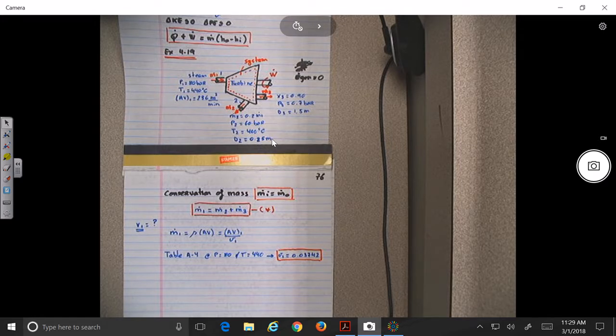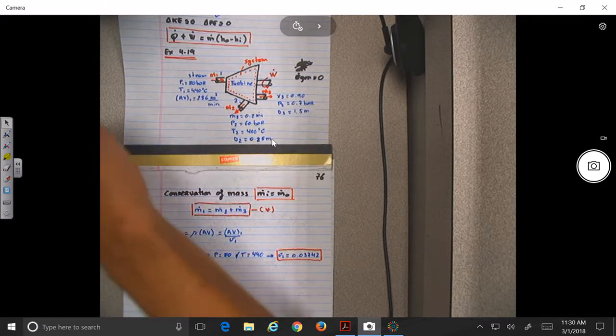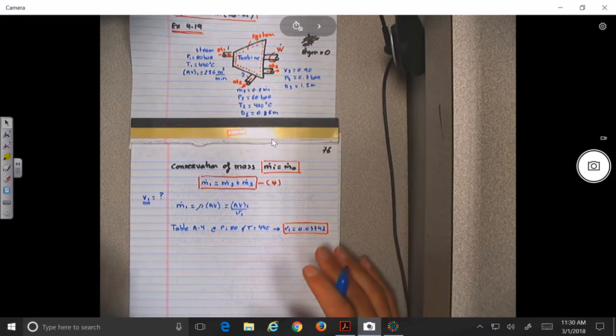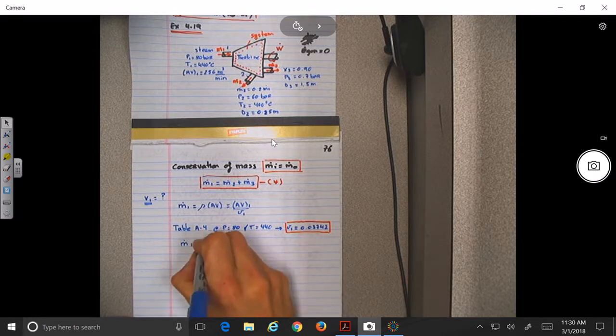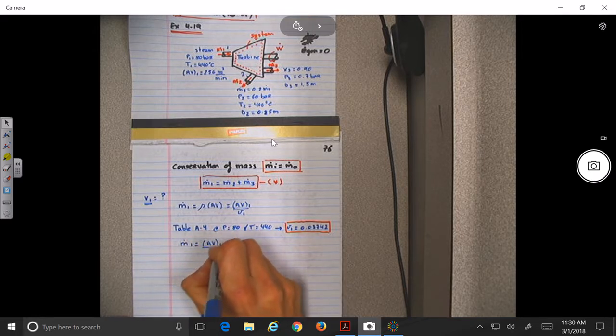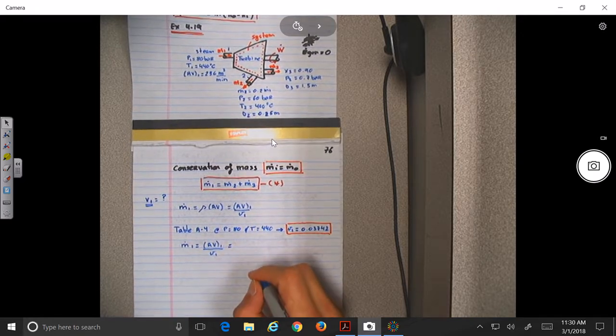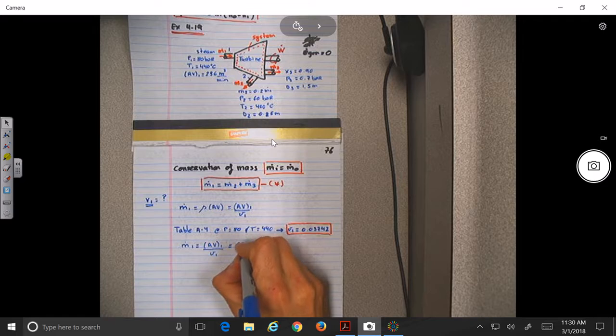So am I missing anything of this problem? Okay, so the truth is, I still don't know how to find V1. So I know how to find M1. So M1 would be equal to what? AV1 over the specific volume, which is equal to what? So AV1 was given to us as 236.